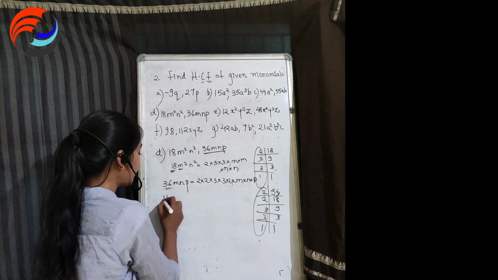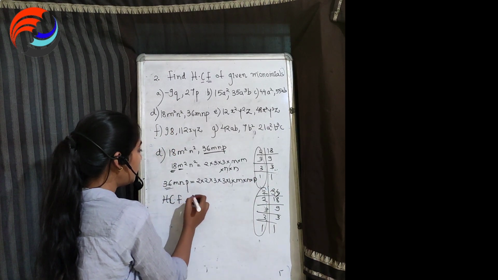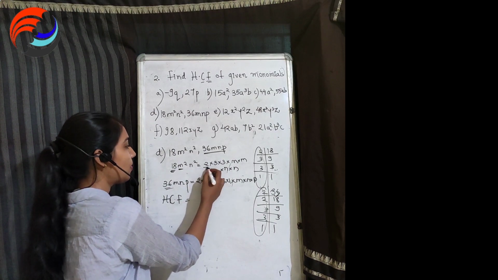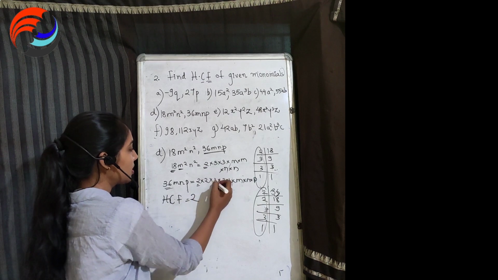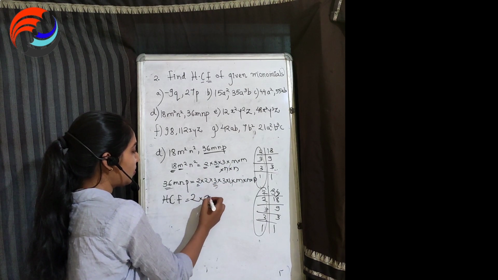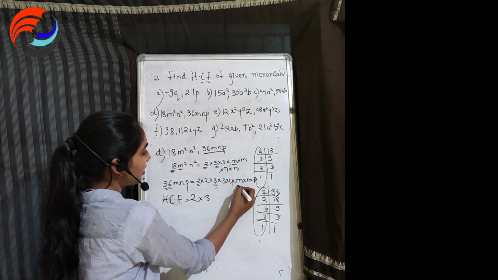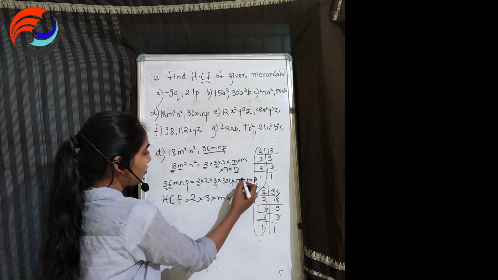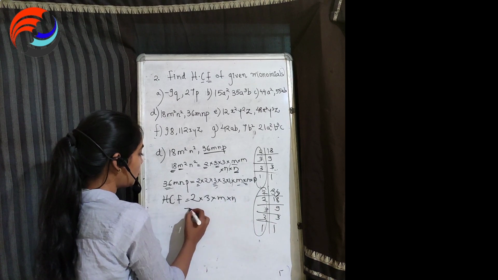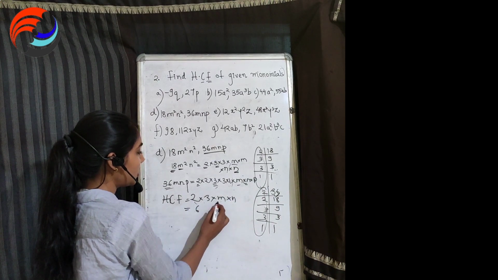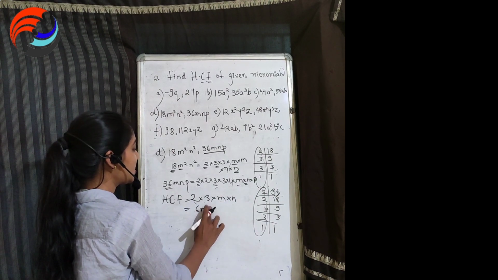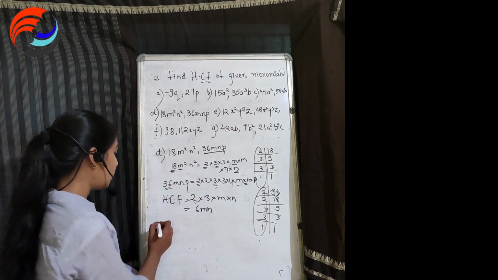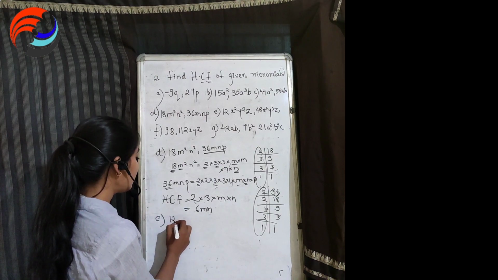So the HCF will be of this. We have found out the factors, just go for the common ones. 2 appears in both, write once. 3 appears in both, write once. Then m appears in both, write once. Then n appears in both, write once. So 2 multiply 3 and mn, right. So 6mn is the HCF of these two terms. Now go for E. E is what? 12x square.